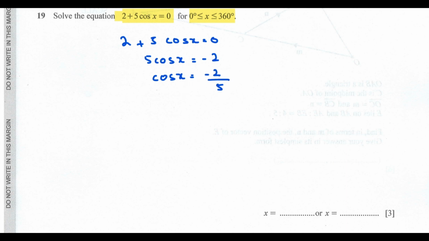Now I have to find x, so I'll take cos inverse on both sides. But for now, I'm just ignoring this negative sign with 2 over 5. And I will take cos inverse of only 2 over 5. Because otherwise, if I consider the sign, I'll get a math error. So the angle is 66.4 degrees.